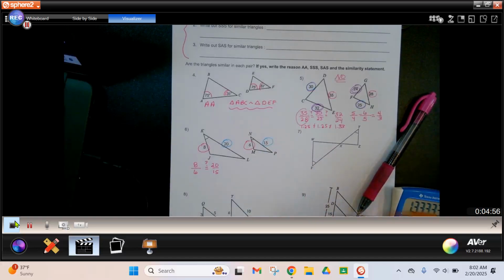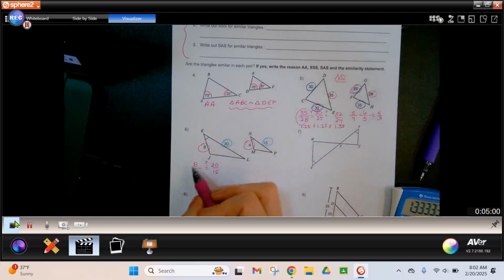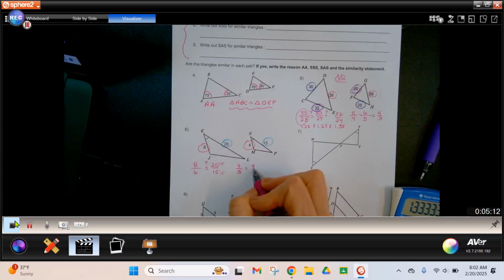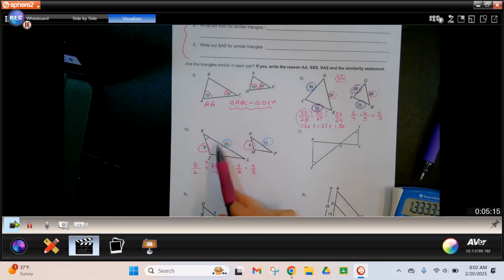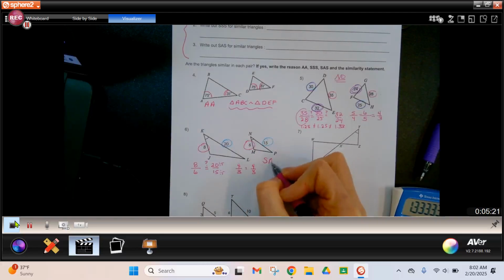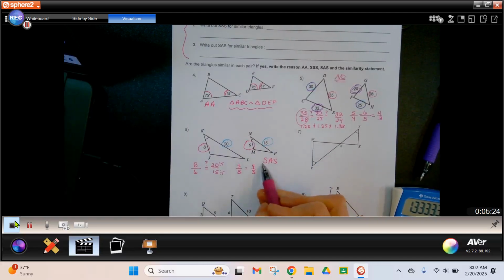All right, so if we simplify those, let's see if those are the same ratio. So if I divide this by 2, I get 4 over 3. And if I divide this by 5, right, top and bottom, I get 4 over 3. So these sides are proportional, and they have an angle in between them. So these are similar by side, and then the angle in between them, and then the side, because their sides are proportional.